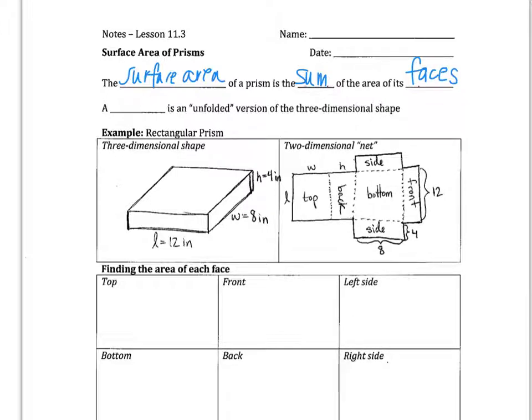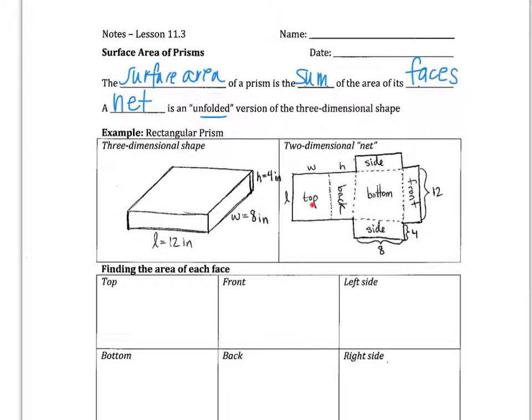And a net is an unfolded version of the three-dimensional shape. So over here, it's as if we took this right here, let's just say this were made of cardboard, and we were to flatten it out so it looks like this. So this is all of the cardboard needed to make that. Sometimes you'll see that, like if you're putting together a box and they give it to you flattened and you have to fold it, this is the flattened part of it.